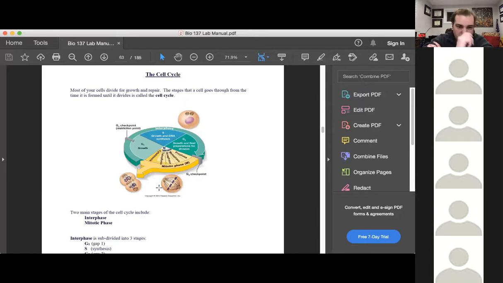And then after G1, we have this S phase. This is where we have DNA synthesis. All right. Usually there's been some questions in the past of which phase is DNA synthesis in, and it's always going to be S phase. And then G2 is basically more growth and preparation for cell division, which is mitosis.